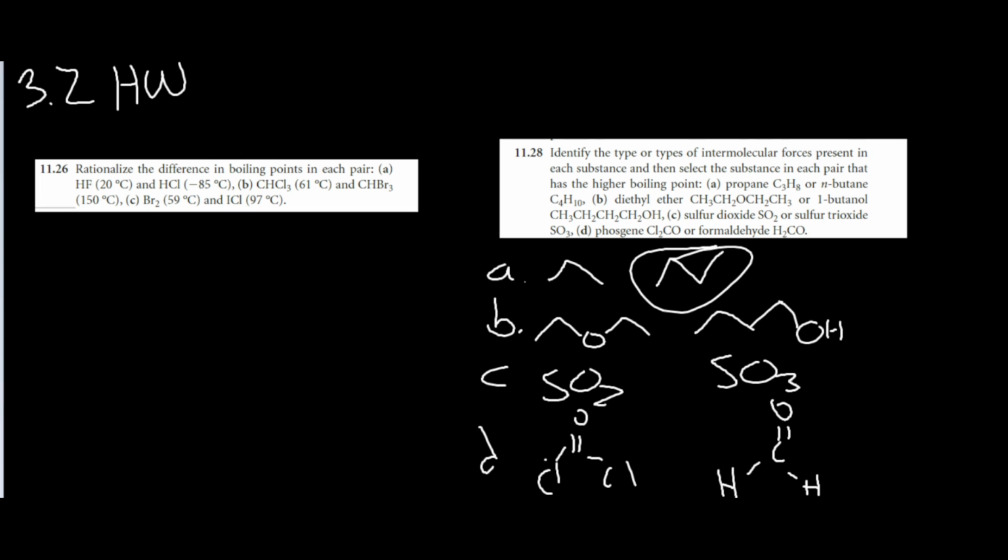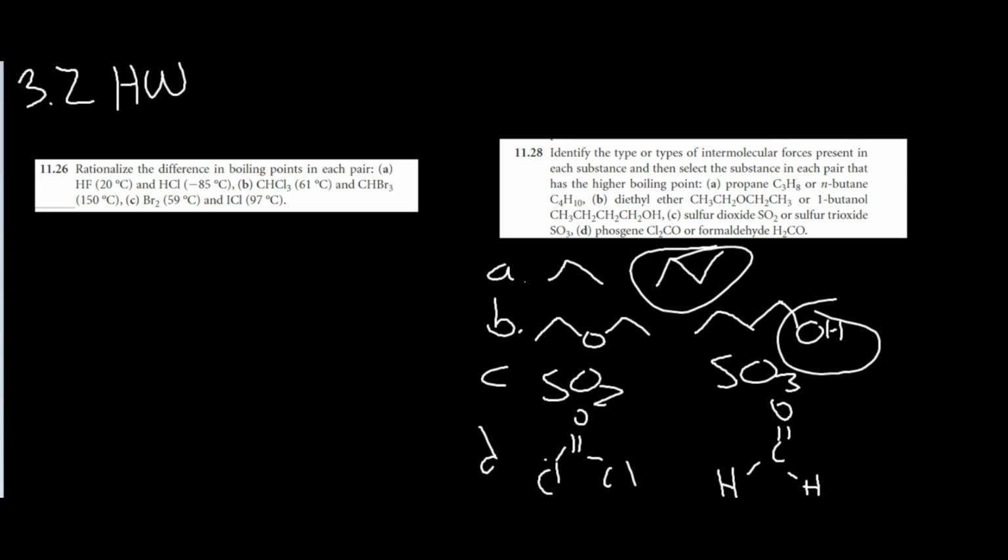And then for B, diethyl ether and butanol. Butanol benefits from having an OH group, which gives it hydrogen bonding, which greatly increases boiling point, while diethyl ether just has this bent shape, and although I think it is polar, it does not beat out butanol's hydrogen bonding, so that's why butanol has a higher boiling point.